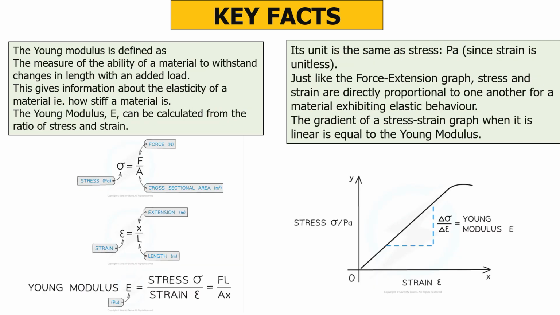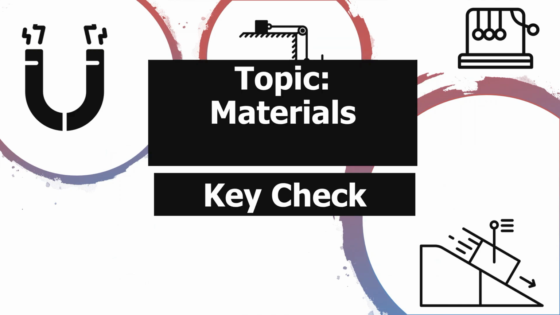Now, the Young modulus is defined as the measure of the ability of a material to withstand changes in length with an added load. This gives information about the elasticity of a material, how stiff it is. The Young modulus can be calculated from the ratio of stress and strain. It is the same unit as stress, pascals, since strain is unitless. Just like a force extension graph, stress and strain are directly proportional to one another for a material exhibiting elastic behaviour. Therefore, the gradient of a stress-strain graph, when it is linear, is equal to the Young modulus. So let's now have a look at some key questions to do with materials.